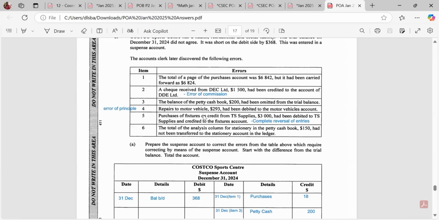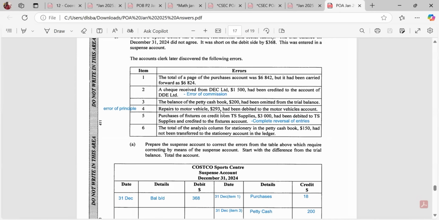The last one, complete reversal of entries. We credit fixtures when we're supposed to debit it, and we debit TS when we're supposed to credit it. Remember, for complete reversal of entries, to correct it, we're supposed to double the amount. So to fix the credits on the fixtures, I would debit fixtures 3,000 to cancel out the credits, and then debit it another 3,000 to put it on the debit side where it's supposed to be.